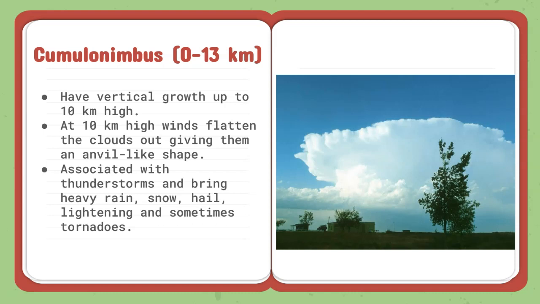Cumulonimbus clouds are associated with thunderstorms. They can bring heavy rain. They can bring snow in the wintertime. They can bring hail, lightning, as well as tornadoes. So storm chasers are constantly looking for cumulonimbus clouds, because their job is to chase storms. And these are the storm clouds that they desire.